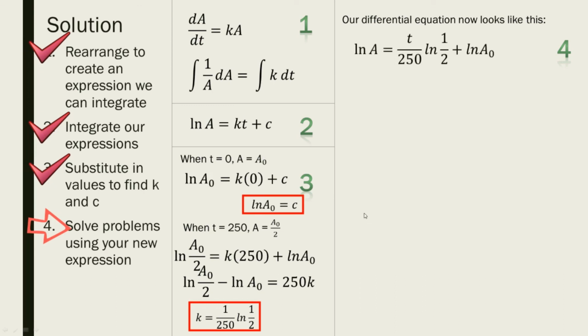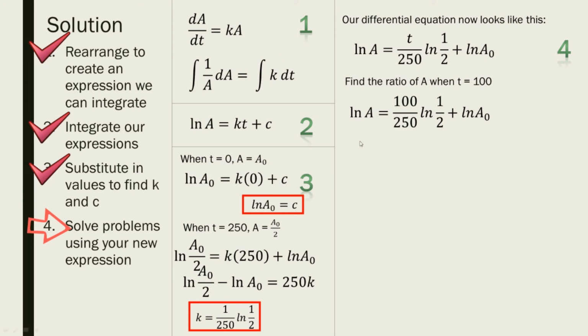We're going to put our expression in to what we've got, remembering that we'll put our t in at the front instead of the end of our 1 over 250 natural log of a half. So we've got to find the ratio of a to a naught when t is equal to 100. When I substitute t equal to 100 in, I will get natural log of a equals 100 over 250 natural log of a half plus natural log of a naught.